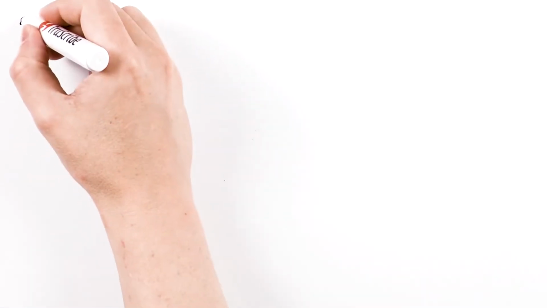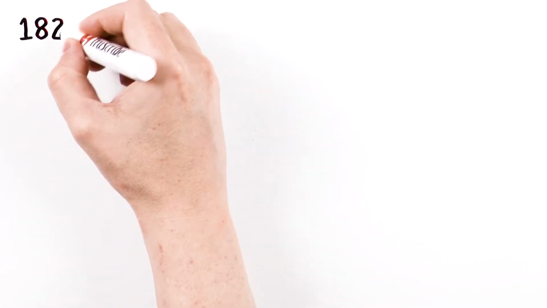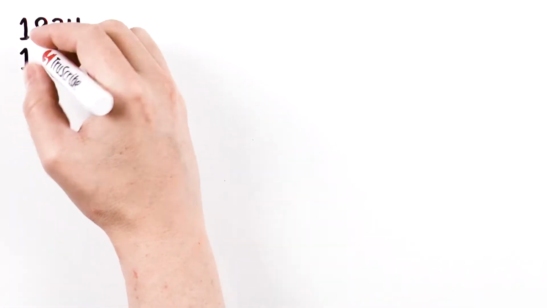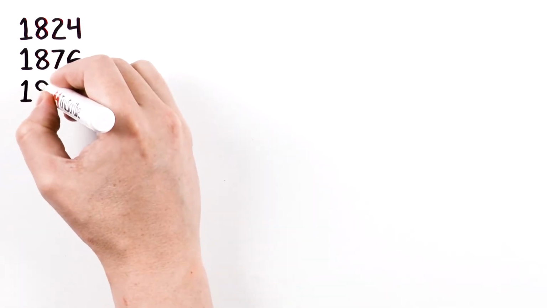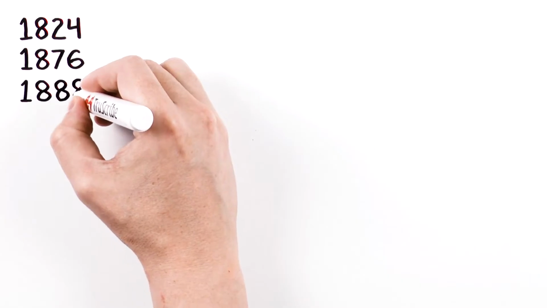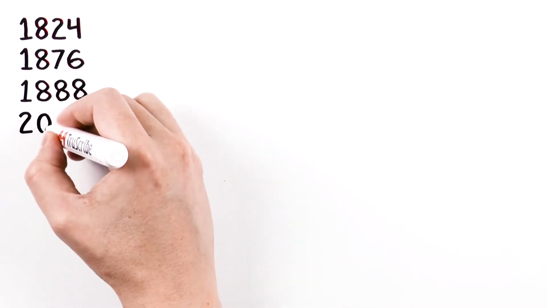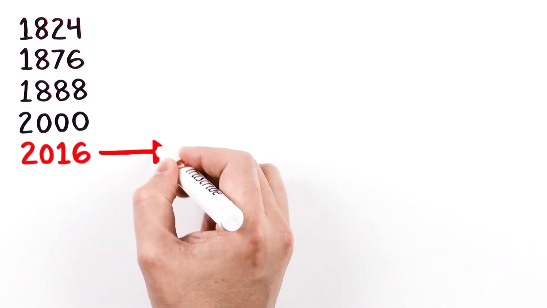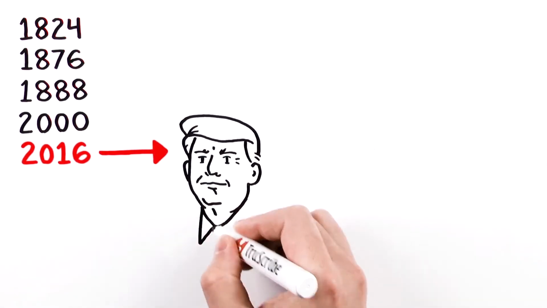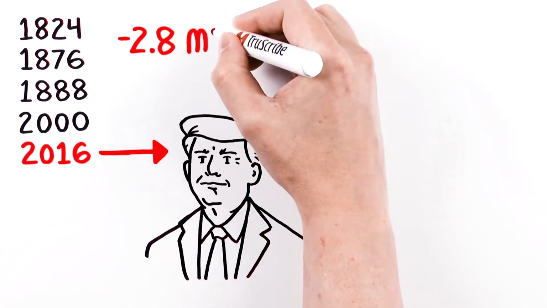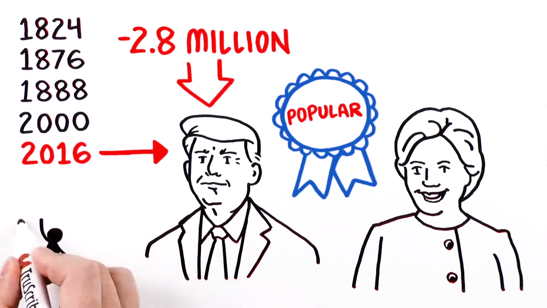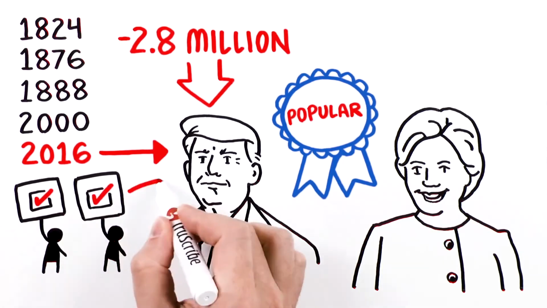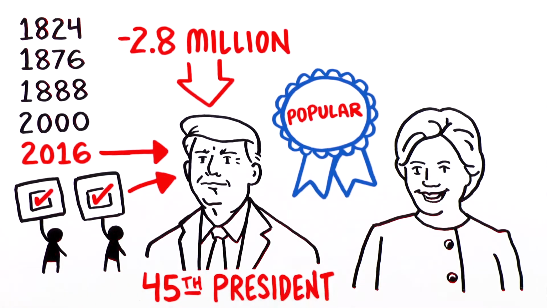Has the Electoral College system ever chosen presidents who received fewer total popular votes than their opponents? Yes. In 1824, 1876, 1888, 2000, and most recently in 2016, when Donald Trump received approximately 2.8 million fewer popular votes than Hillary Clinton, but received a majority of electoral votes to become the 45th president.